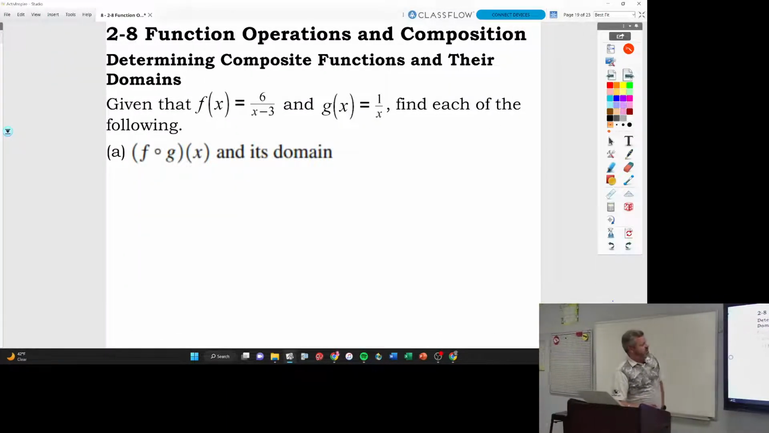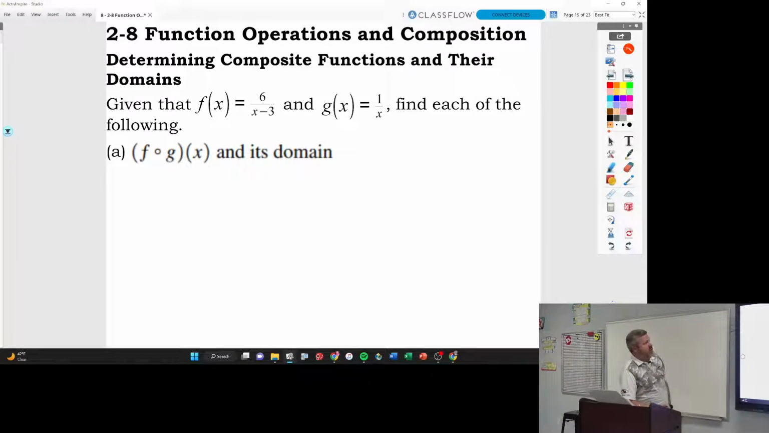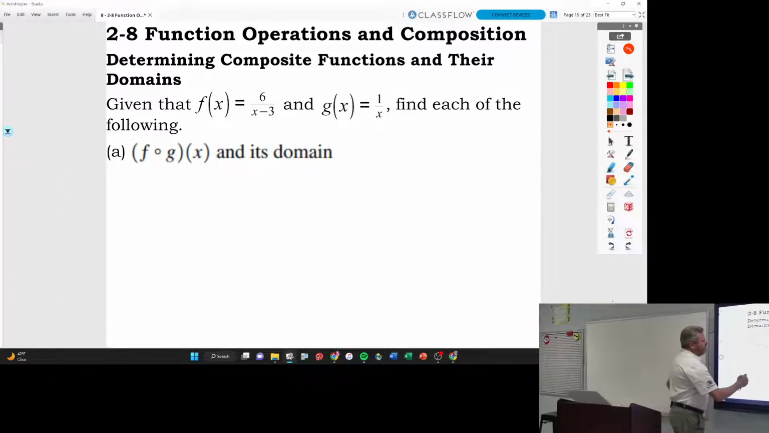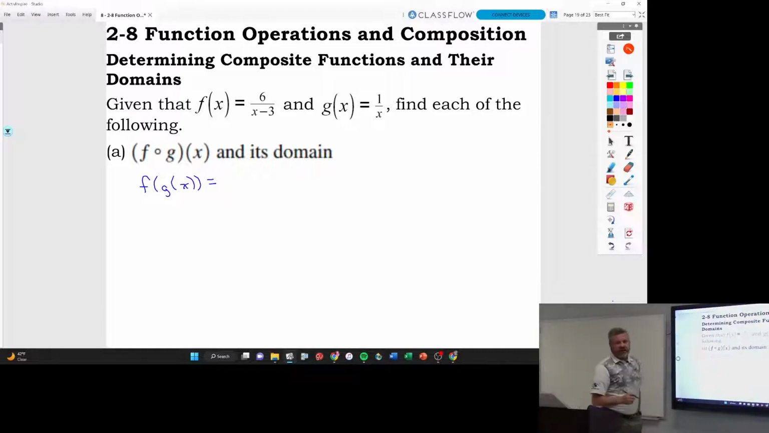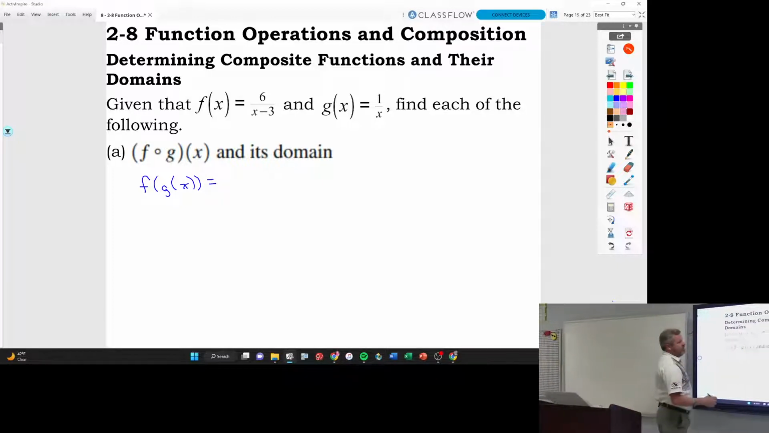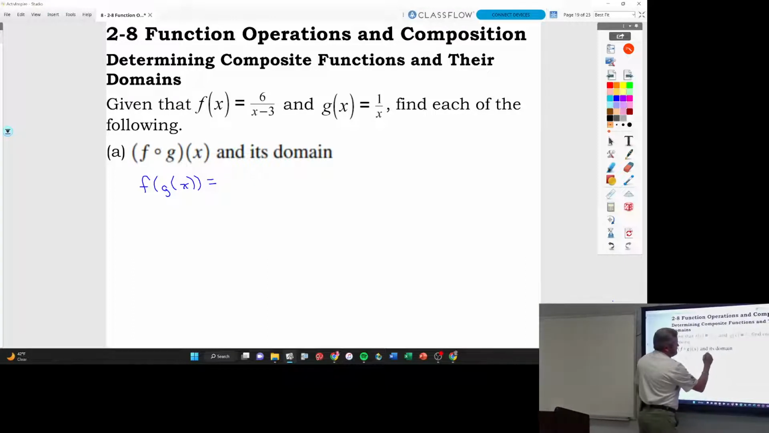f of x is equal to 6 divided by x minus 3. g of x is equal to 1 over x. All right, I want f of g of x. That means take the f function, and anywhere you see an x, replace it with g of x. So I have 6 over, there's an x, but I'm going to replace that with 1 over x. And that's going to be subtracting 3 from that.